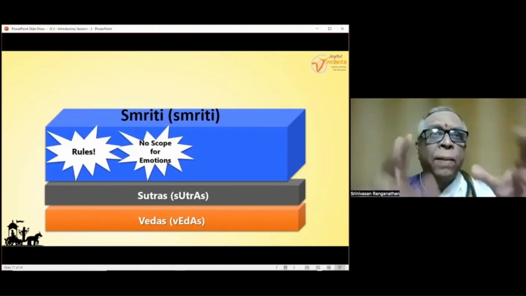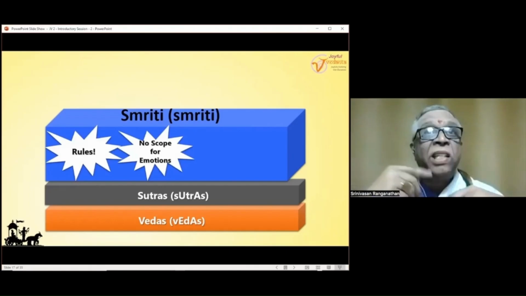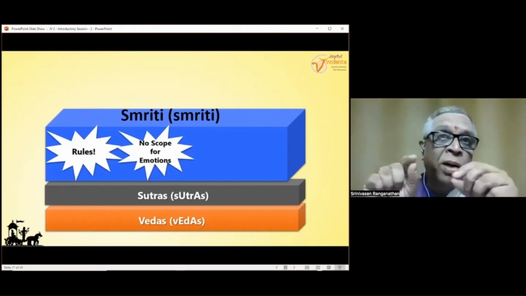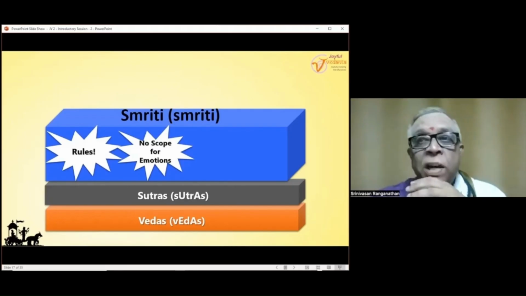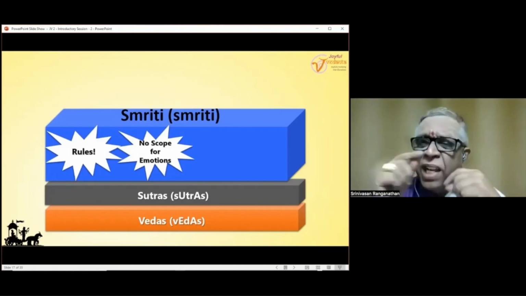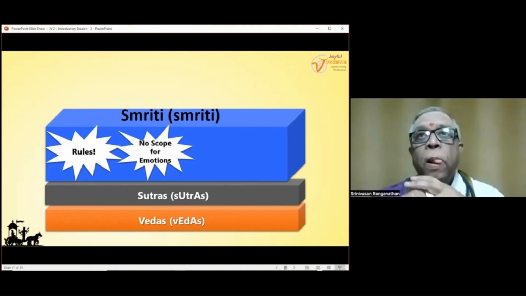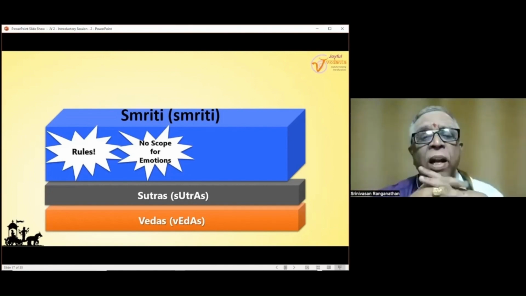Somebody hurt you badly with a word, that word sticks in your mind. Whereas that same person would have told you 100 positive words, those words we don't remember. We remember the harm done by somebody to us, whereas the good things done by somebody, we don't remember. This is again a law of nature. But the fact is, in the case of Smriti, there are no emotions. It's just a set of do's and don'ts, do's and don'ts, do's and don'ts, right?